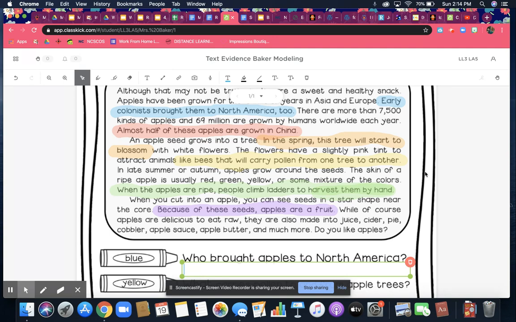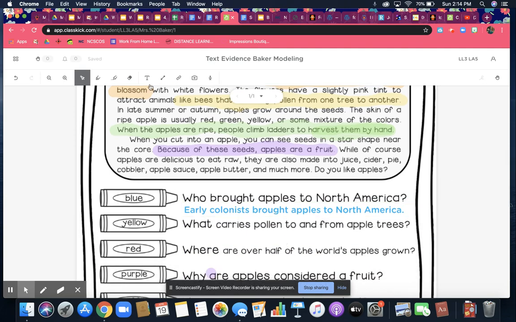So who brought apples to North America? The answer is early colonists. And they did what? They brought apples to North America. Okay, so color-coded blue, there's my answer.